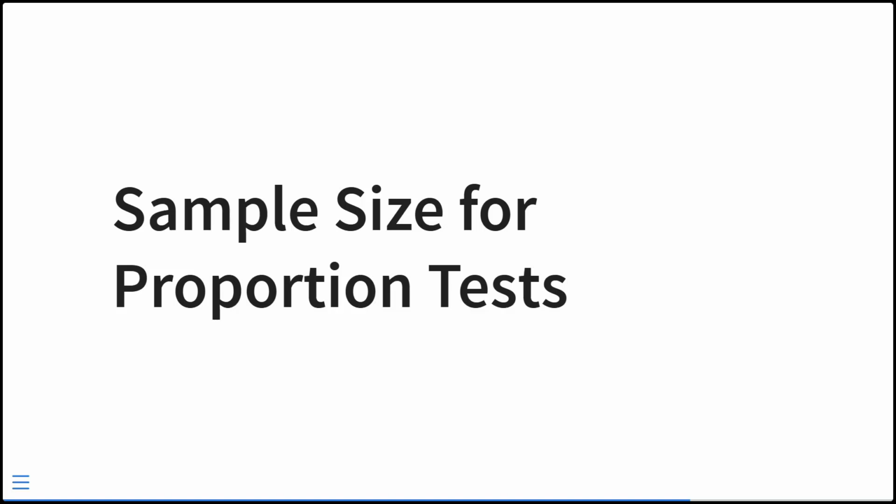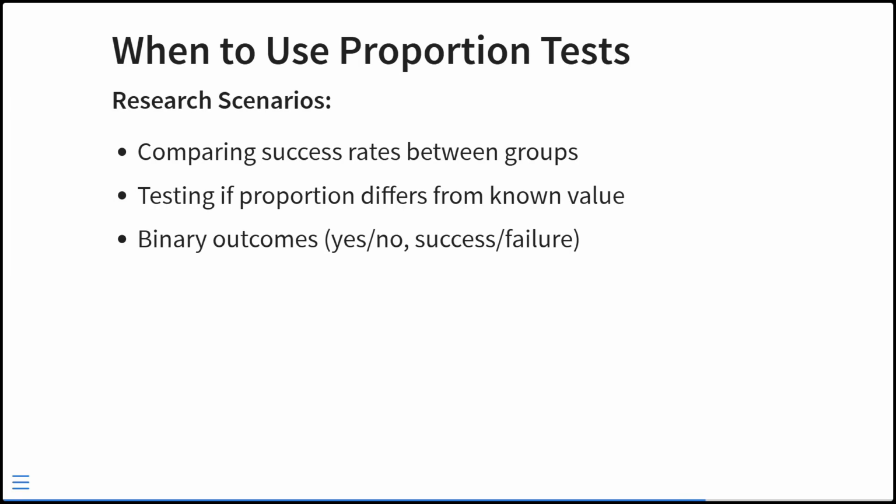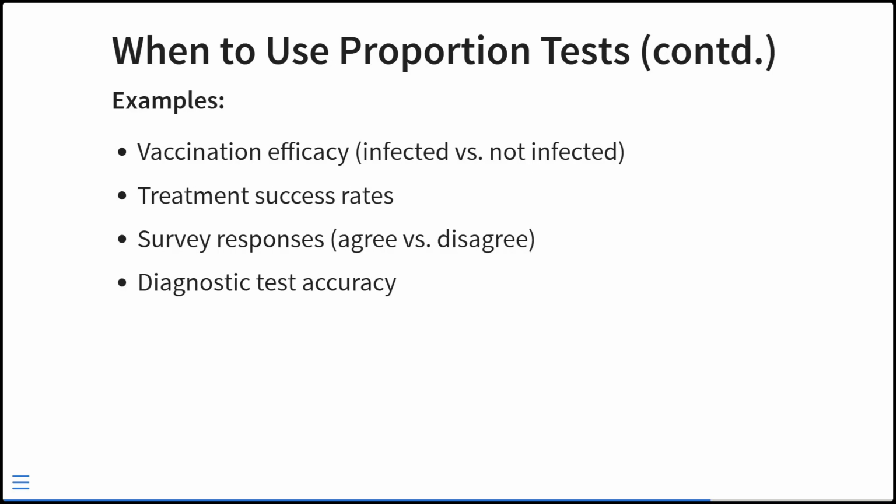So now let's talk about sample size for proportion test. When you use a proportion test, you are comparing proportions, success rates between groups, or you are testing whether a proportion differs from a known value. If you have binary outcomes, yes or no, success and failure, then you use proportions. You can also get the proportion sample sizes. For example, vaccination efficacy, infected versus non-infected, treatment success rates, survey responses, agree versus disagree, diagnostic test accuracy.